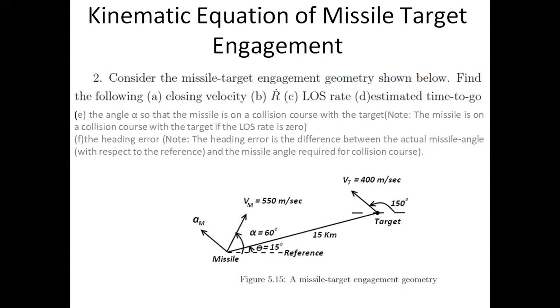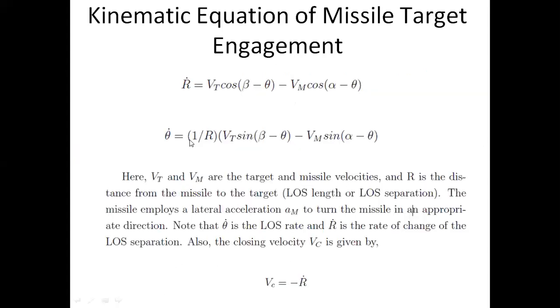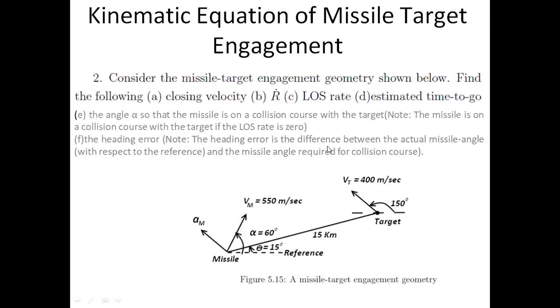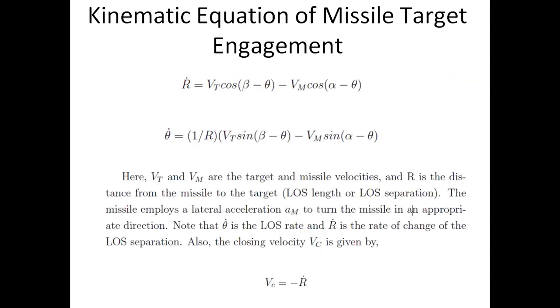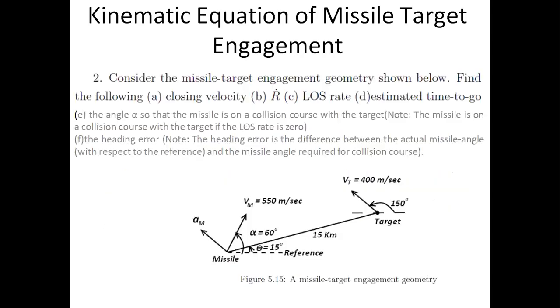And find out the LOS rate, so you have to find theta dot. Find out theta dot. So it is 1 by r into vt sin beta minus theta minus vm sin alpha minus theta. R is 15. So 1 by 15 into vt is equal to 400 sin 135 minus 550 sin 45. That will become your theta dot. That is your LOS rate.